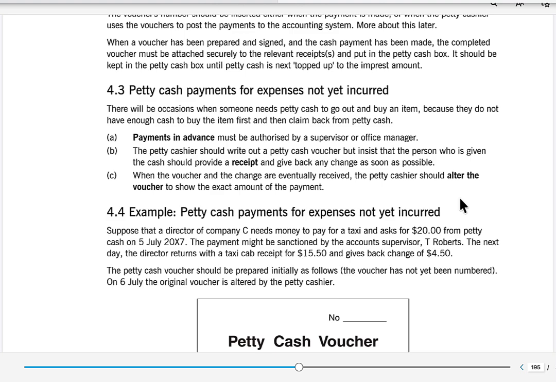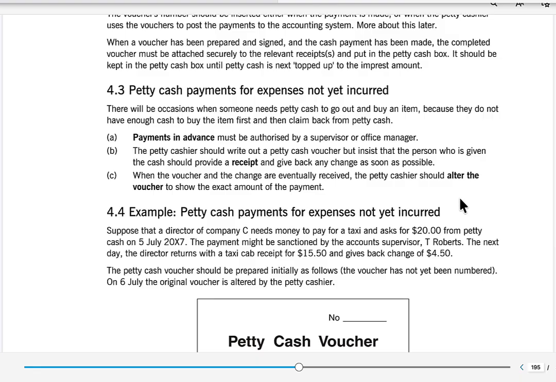Step 7. The cashier attaches the receipt to the voucher. Step 8. If the final expense is different, the cashier adjusts the voucher so it shows the true expense amount. Step 9. Now the voucher is complete and it stays as evidence until the petty cash is topped up and posted. Why the voucher adjustment matters so much.